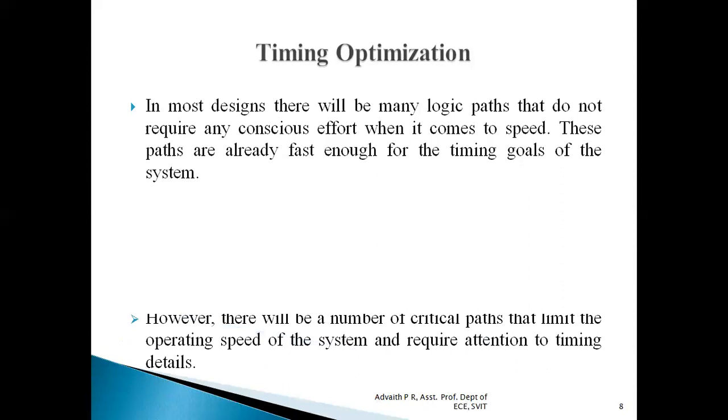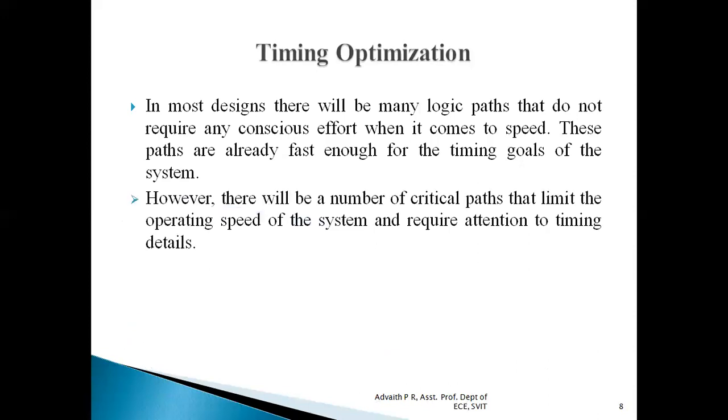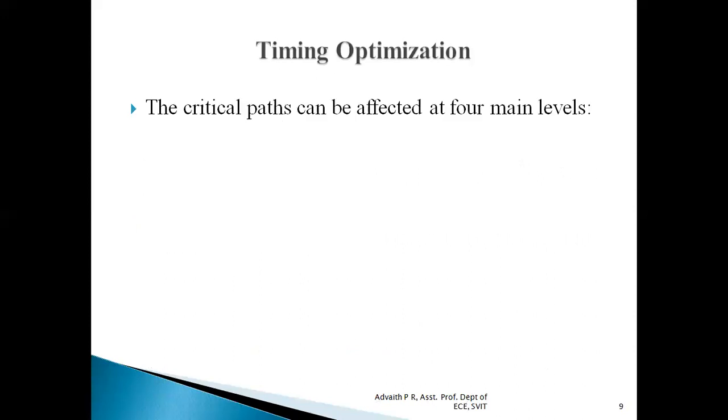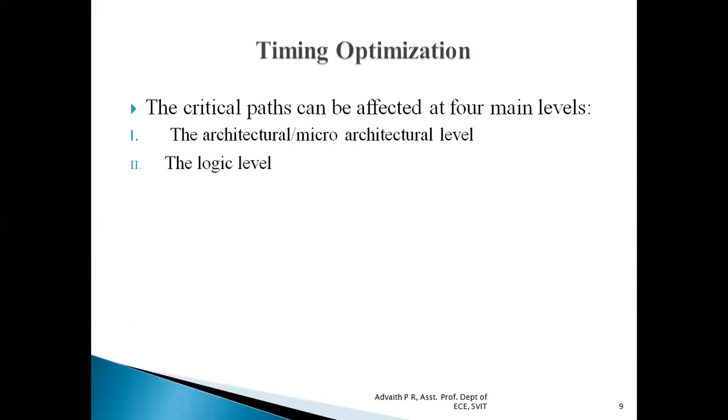However, there will be a number of critical paths that limit the operating speed of the system and require attention to timing details. Those paths are called critical paths. Normally the critical paths can be affected by 4 main levels. The first level is called the architectural level or micro-architectural level. The second level is called the logic level. The third level is called the circuit level. The fourth level is called the layout level.